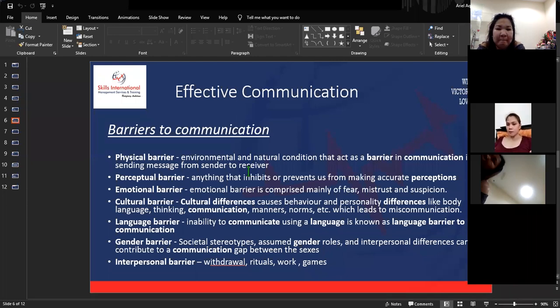mag-provide ng care kay madam dahil lalaki ka. It doesn't mean that they don't like you. It is just the culture itself. So we should not misinterpret that. We should always take into consideration the culture, the norms of the environment or the place itself.